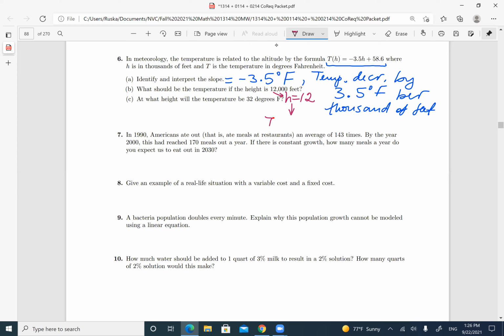The temperature at 12,000 feet, or just 12 in the formula, is going to be negative 3.5 times 12 plus 58.6. So let's see what the temperature is here. We're going to simplify this, and let me know what you get.